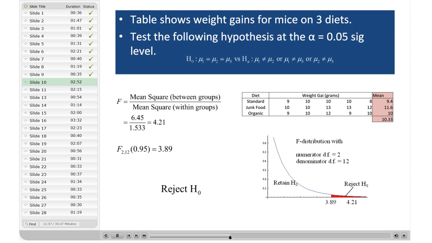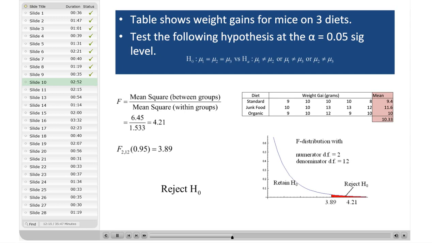And the rule that we're going to use for the ANOVA is if our test statistic is greater than the cutoff value, we reject the null hypothesis. And so that's what's happening here. We got a test statistic of 4.21. That's bigger than the cutoff value of 3.89. And so we are going to reject the null hypothesis.